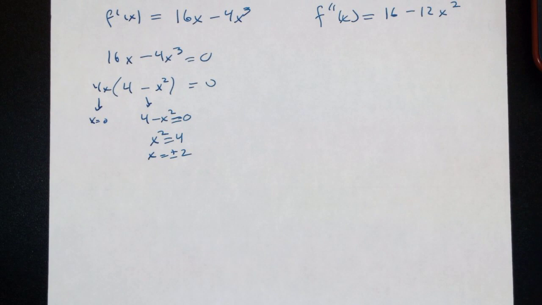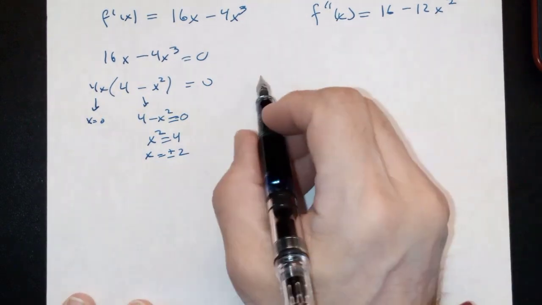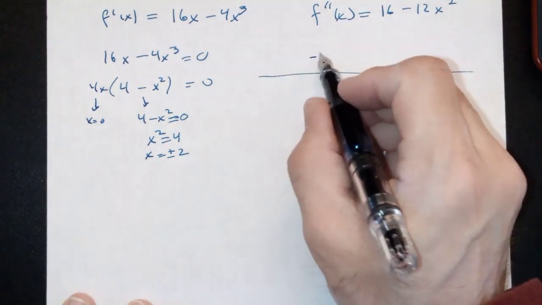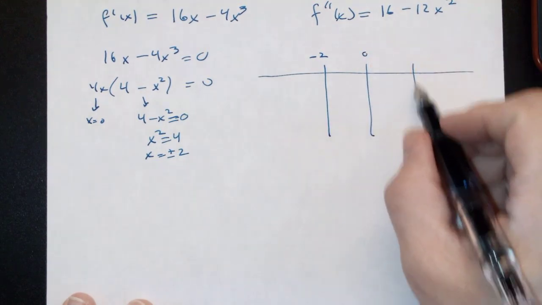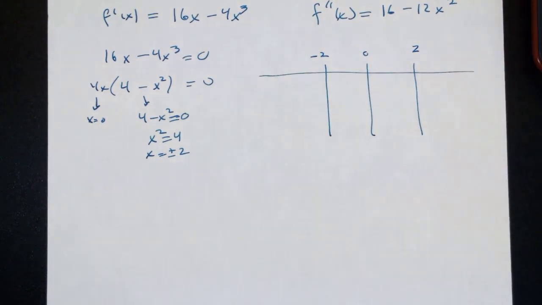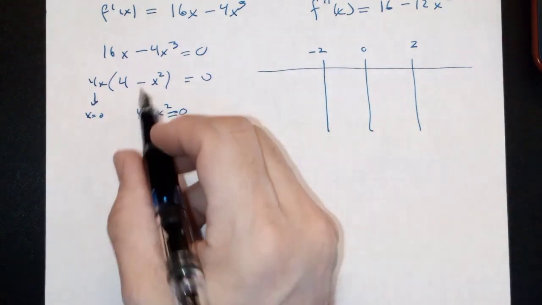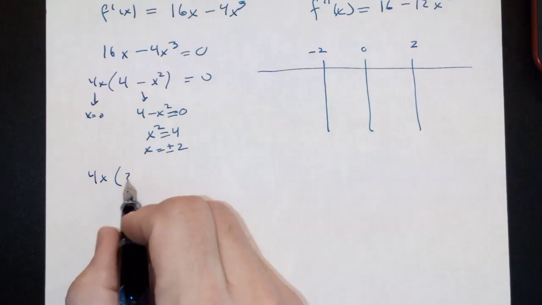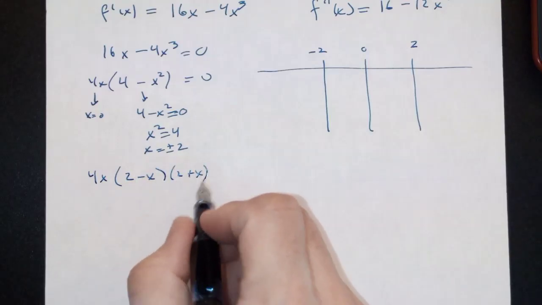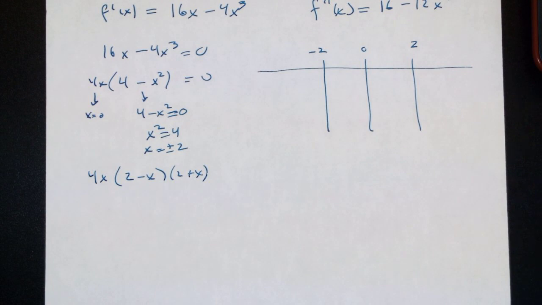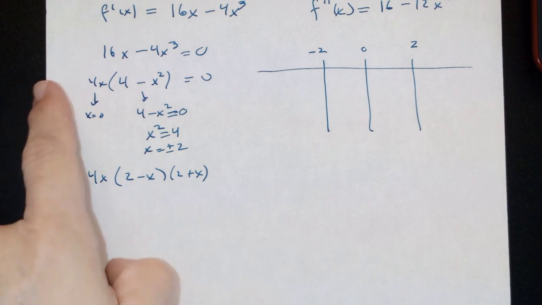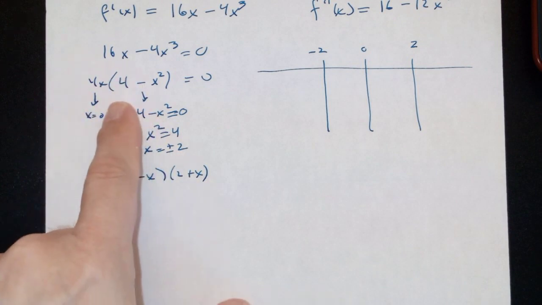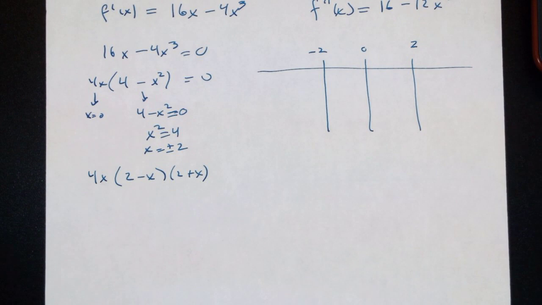I make my sign chart. Whether you make it vertically or horizontally, whether you make it one line or multiple lines is up to you. But now I'm looking for intervals of increase and decrease. By the way, I left it as 4 minus x squared up here. I could factor further, 2 minus x times 2 plus x. Well, then each of those factors on a separate line will change sign once. You're welcome to use this factored version if you want, but this factor will change sign twice.